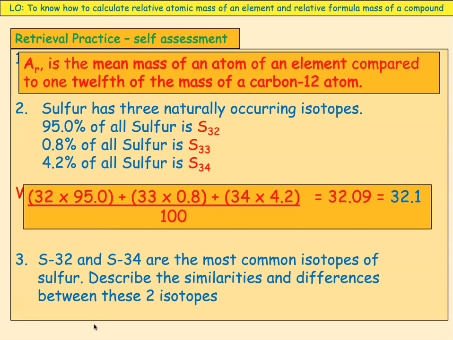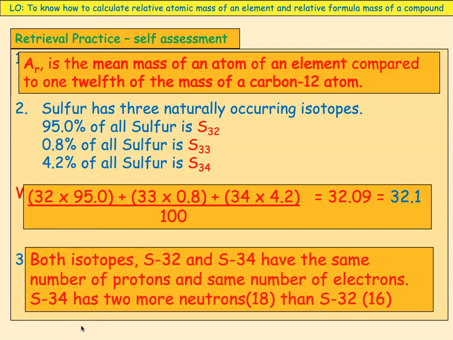Sulfur-32 and sulfur-34 are the most common isotopes of sulfur. Describe the similarities and differences between these two isotopes. Okay, so both isotopes have the same number of protons because they're both sulfur. So they both have 16 protons. They both have the same number of electrons. They both have 16 electrons. But the way in which they're different is that sulfur-34 has two more neutrons than sulfur-32. So sulfur-34 has 18 neutrons and sulfur-32 has 16.